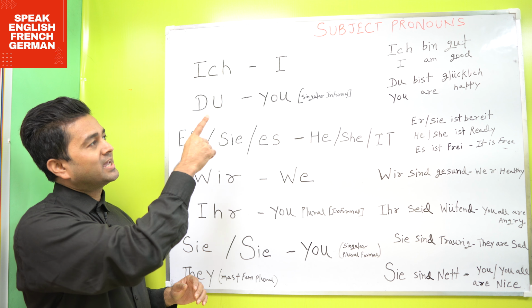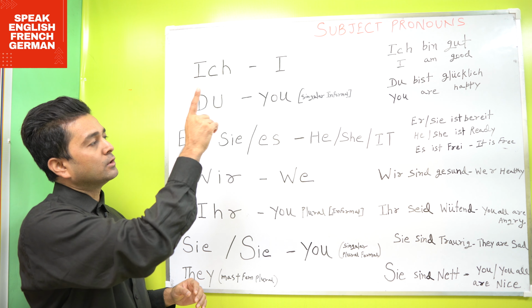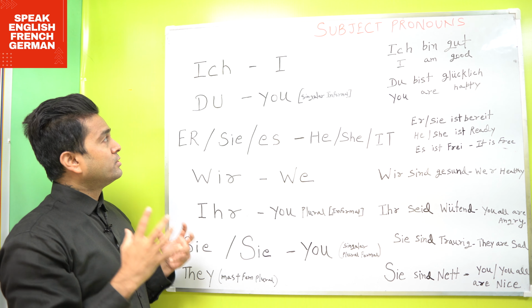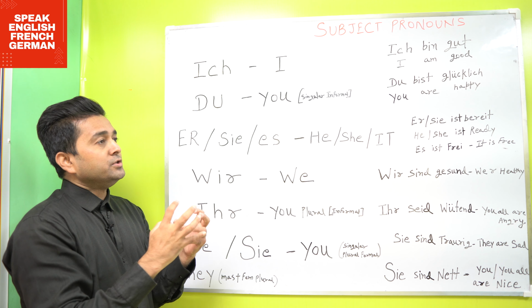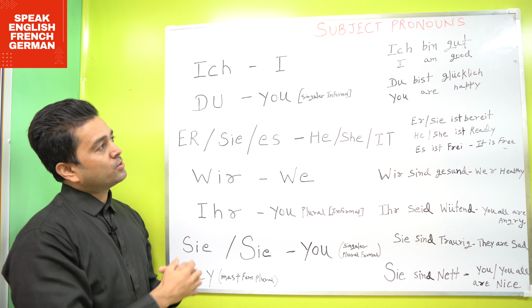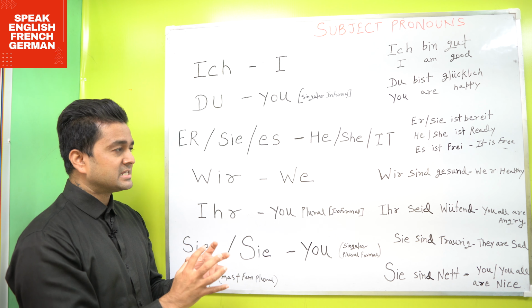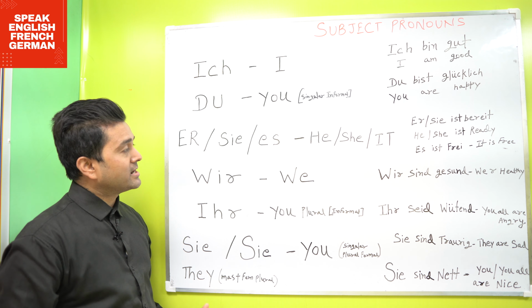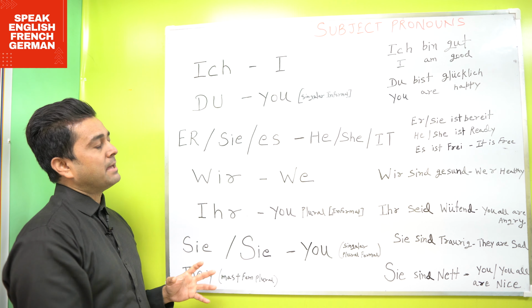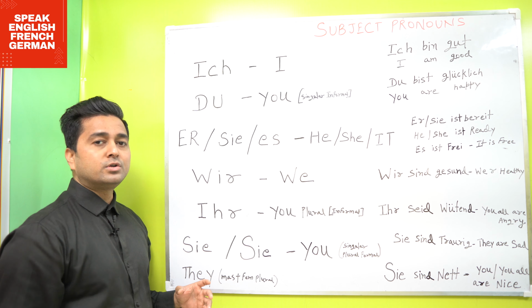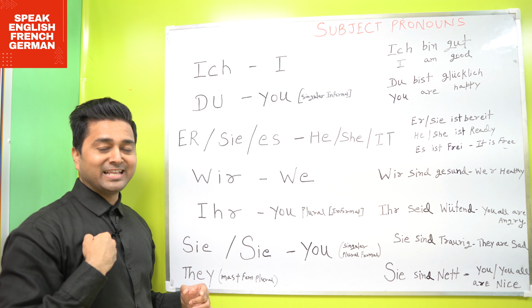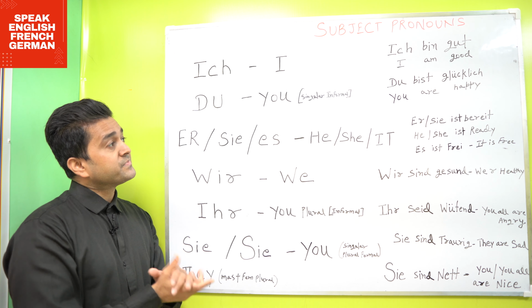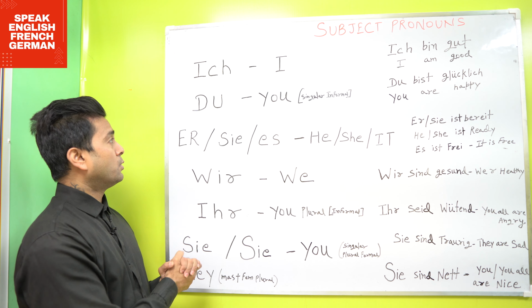So first you can read: Ich bin gut. Here I'm using the first subject pronoun ich in a sentence. I made very small, simple sentences so that you can easily understand. Nothing is complicated here. So first example, ich bin gut. Ich bin gut, that means I am good. Very simple example.